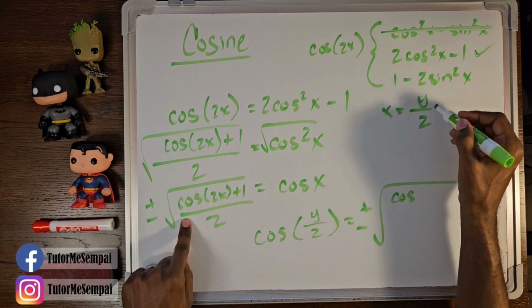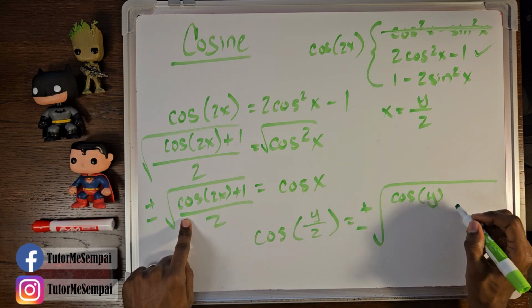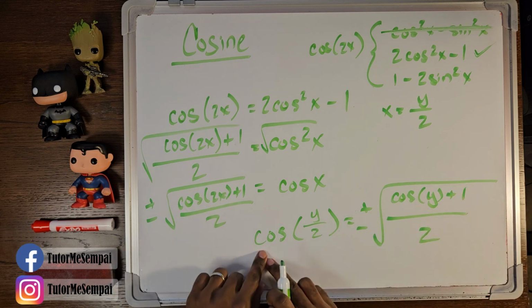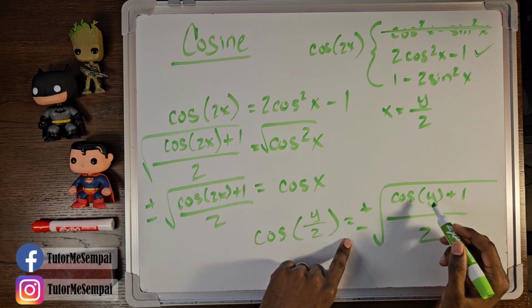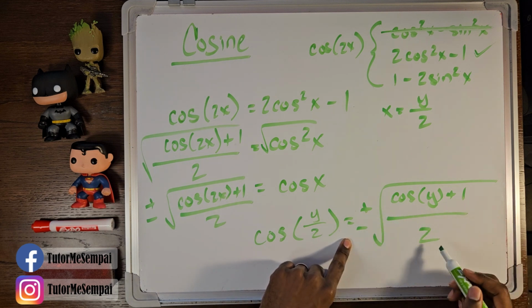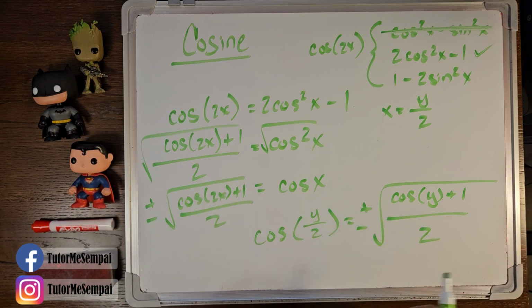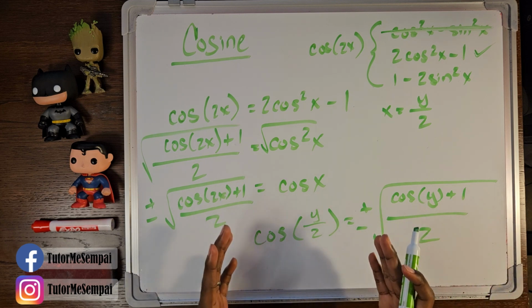Y over 2 equals, we're going to keep that plus or minus, we're going to put a big square root here, and it's going to be a cosine. When you plug in y over 2 for this, the 2's cancel out, which leaves you with just y plus 1 all over 2. So now we have cosine of y over 2 equals plus or minus the square root of cosine y plus 1 all over 2. This looks just like you would expect a half angle identity to look.